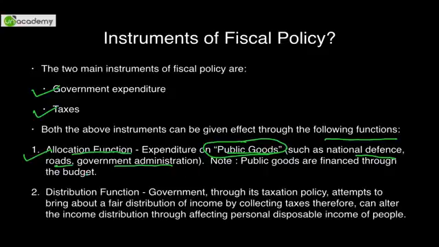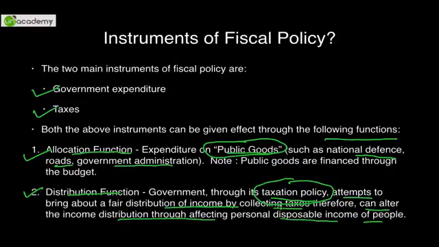The second is distribution function. How to distribute or how to come across proper mode or channel of distribution amongst the people. So government through its taxation policies, whatever it charges from people, it attempts to bring about fair distribution of income by collecting taxes. Therefore, it can alter the income distribution through affecting personal disposable income of people. Very, very important point, personal disposable income.